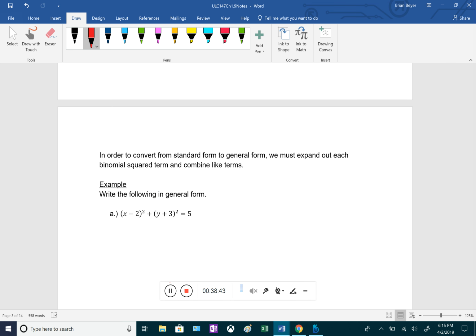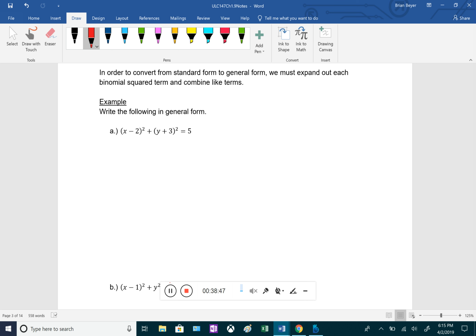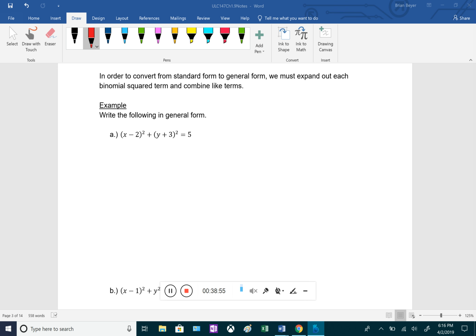Okay, so for the last thing here, let's convert from standard form to general form. So we just went from general to standard, so now we're going the opposite way. So going from standard to general form, it's actually pretty easy. We don't have to complete the square or do anything crazy. All we have to do is expand out each binomial squared term and combine like terms. So we're going to essentially be distributing and then combine like terms, and that's it. And then get everything set on one side equal to 0.